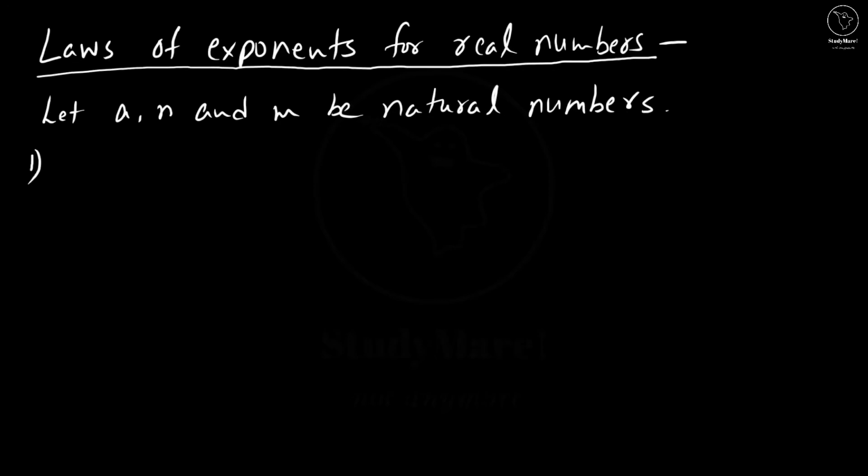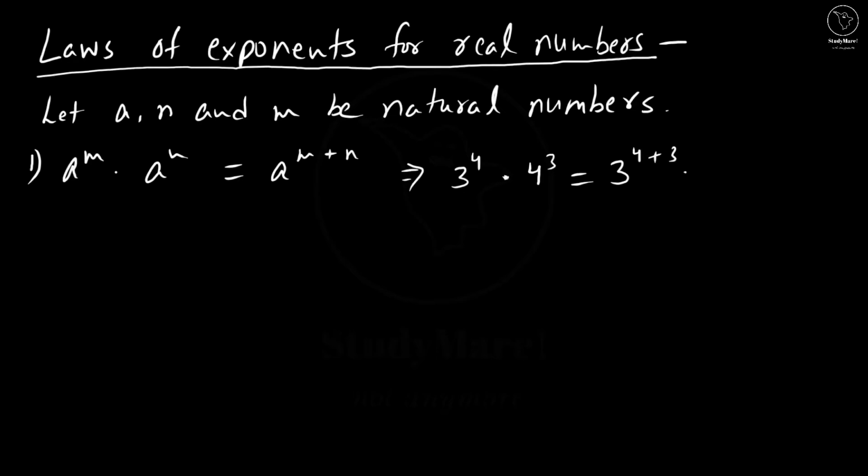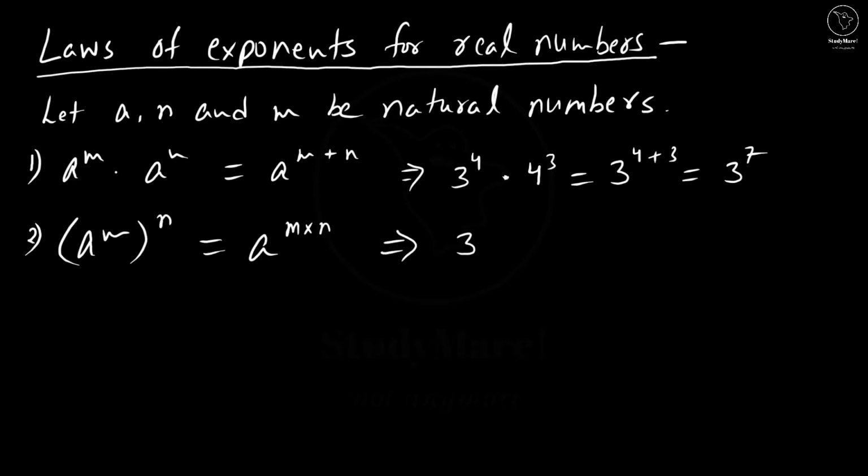First law states that a^m × a^n is equal to a^(m+n). An example would be 3⁴ × 3³ is equal to 3^(4+3), which equals 3⁷. Second law states that (a^m)^n is equal to a^(m×n). An example would be (3⁴)³ is equal to 3^(4×3), which equals 3¹².